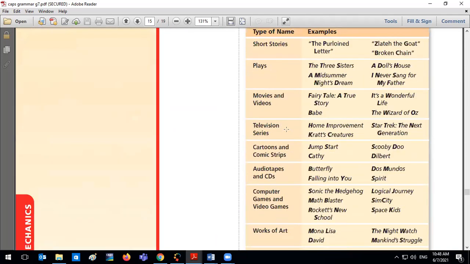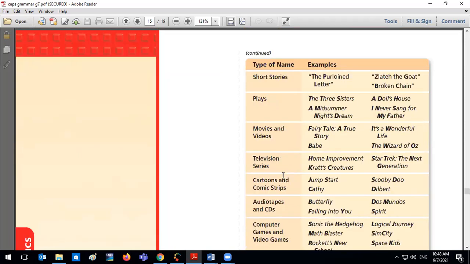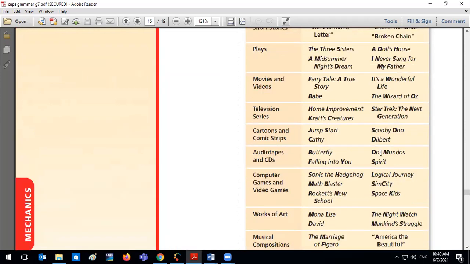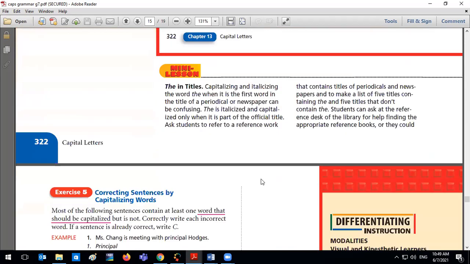Okay, so you can have movie titles, works of art, television shows, series, plays, cartoons, any of that sort. Documents, documentaries, or historical documents such as the Declaration of Independence. Here we capitalize "the" because it's part of the title. The Declaration of Independence. Cartoon shows, Scooby Doo. The Wizard of Oz. Again, "the" is capitalized because it's part of the title, and "of" isn't because it's a preposition less than 5 letters. Any questions regarding that?